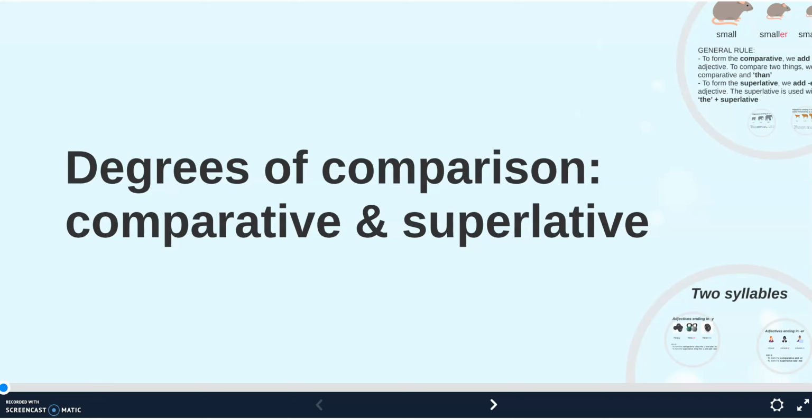Het is hetzelfde als in het Nederlands. Dus de positive degree is de stellende trap, de comparative degree is de vergelijkende trap en de superlative degree is de overtreffende trap.